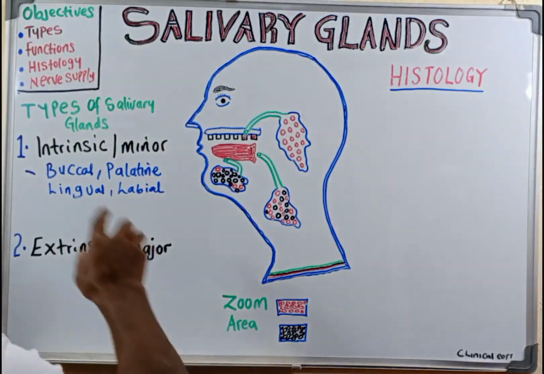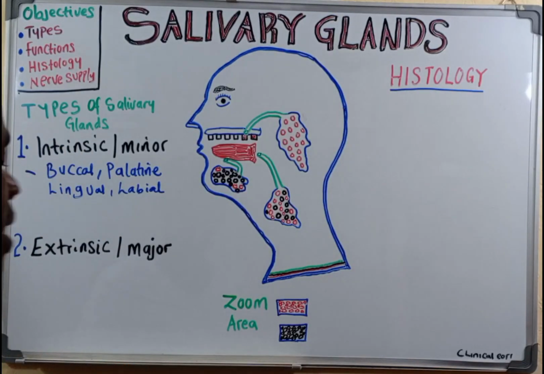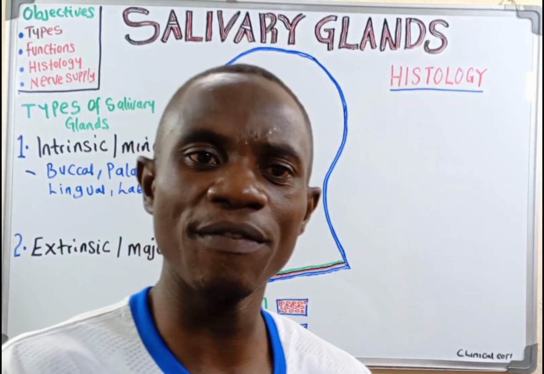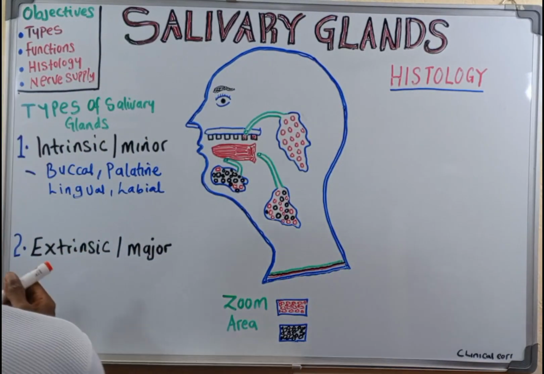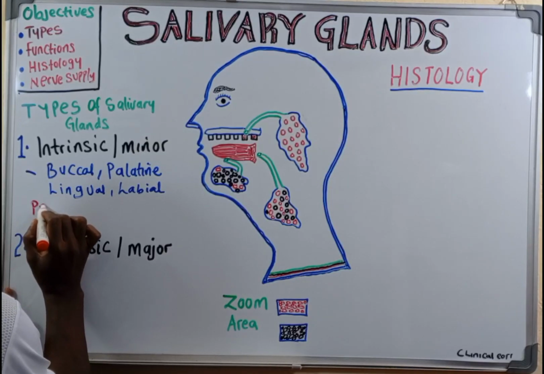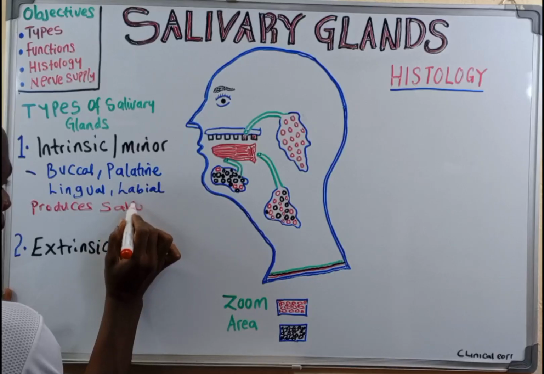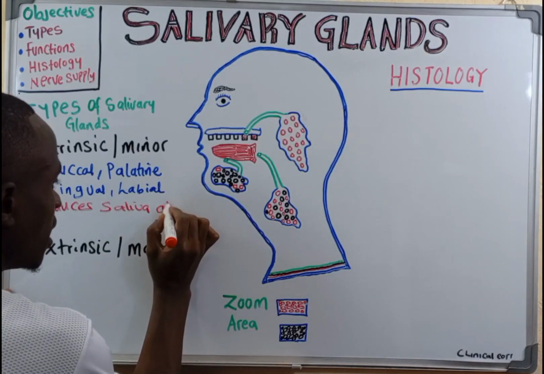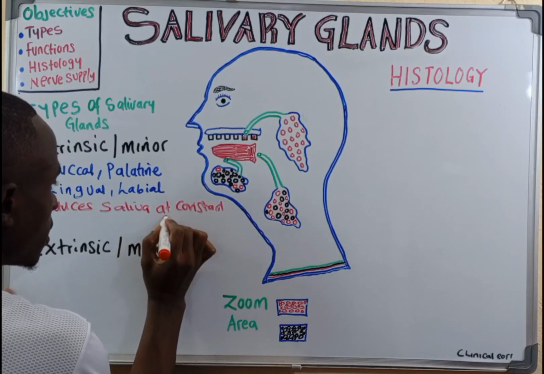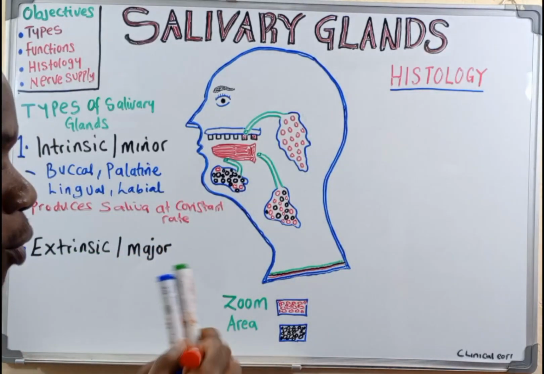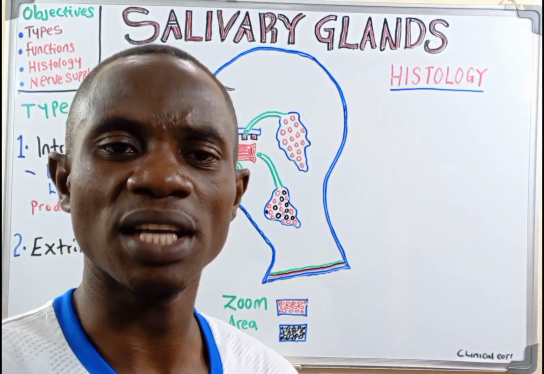Something unique about these intrinsic salivary glands is that they produce saliva at a constant rate. That is very important to note: all the time they are ever secreting saliva.